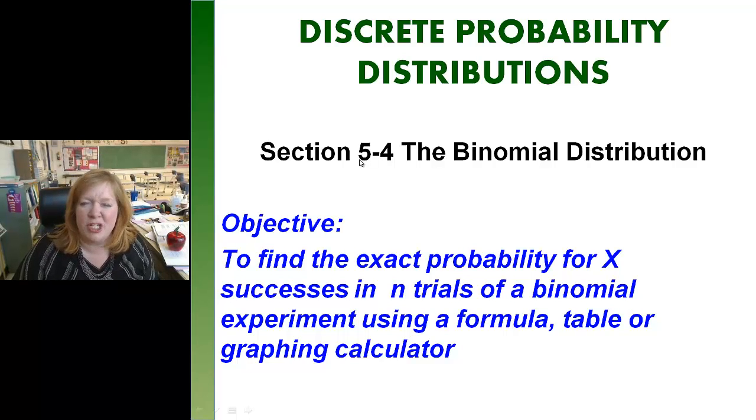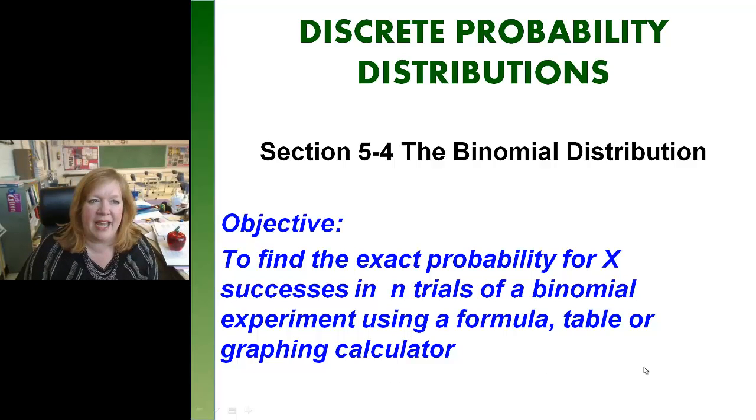We're continuing our easy peasy chapter 5. We're going to be talking about the binomial distribution. And if you know what bi means, it means two. So binomial distributions have two options. We're going to find the exact probability for x successes in n trials of a binomial experiment using a formula, a table, or your handy dandy, ever useful graphing calculator.